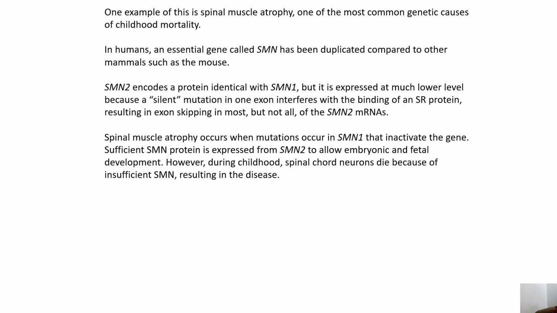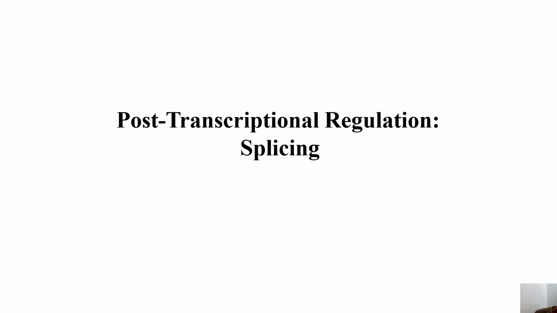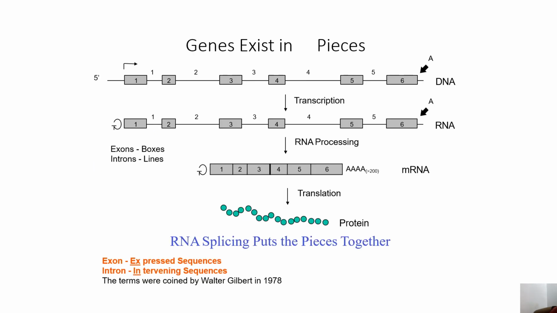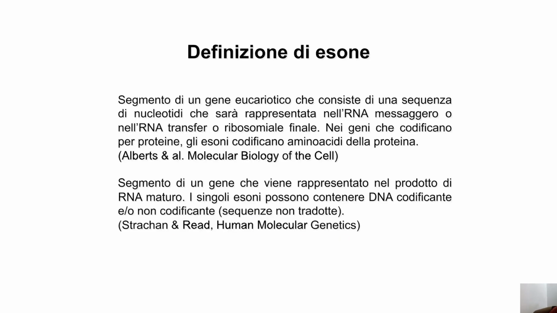Spinal muscular atrophy occurs when mutations inactivate SMN1. Sufficient SMN protein is expressed from SMN2 to allow embryonic and fetal development. However, during childhood, spinal cord neurons die because of insufficient SMN, resulting in the disease. This is pre-mRNA processing. RNA splicing puts the pieces back together.